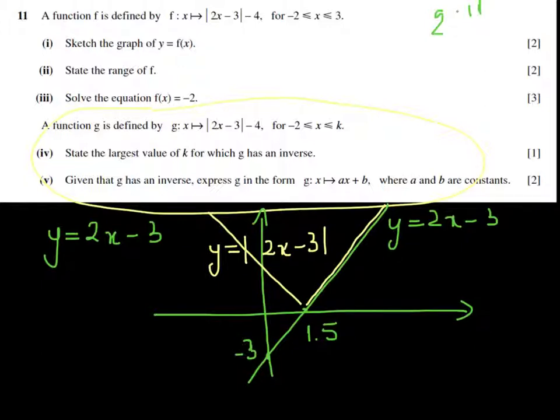Now, we're going to get a new one, which is the absolute value of 2x minus 3 minus 4, which means moving the yellow 4 units down, so by the vector (0, minus 4). Translation 4 units down. Okay, let's go to the next slide.